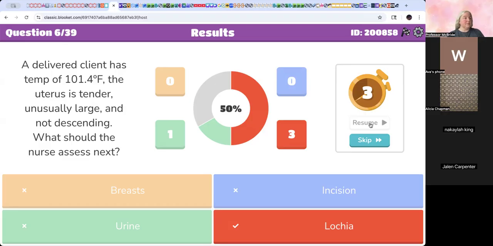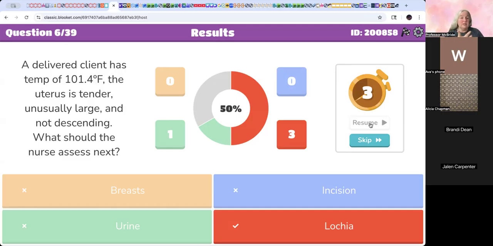Well, chorioamnionitis is the infection while she's still pregnant, but the chorion and the amnion are out now. So the infection could be what Brandy said, endometritis, which is an infection of what? The endometrium, which is the lining of the inside of the uterus. So she's got signs of infection, right?